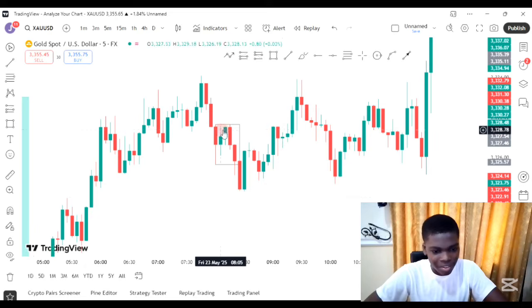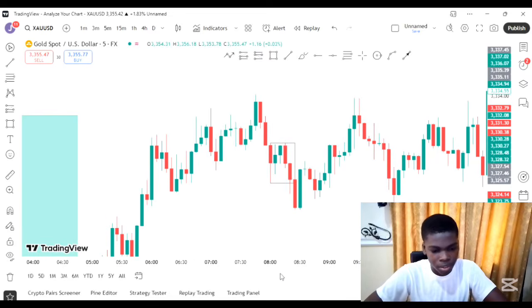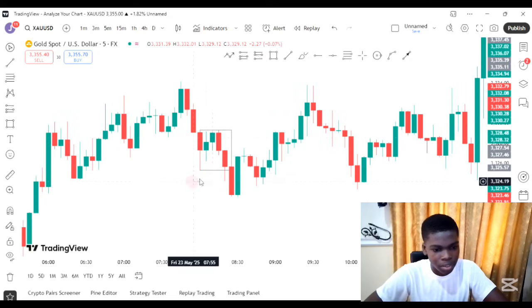Now look at this carefully. You can see what price did here. Let's go in again. You can see what price did here. It's opened inside this candle. The second candle, same thing. The third candle, same thing.